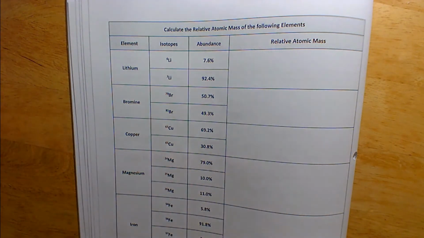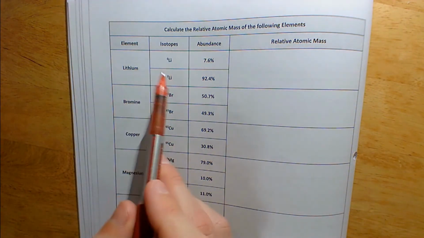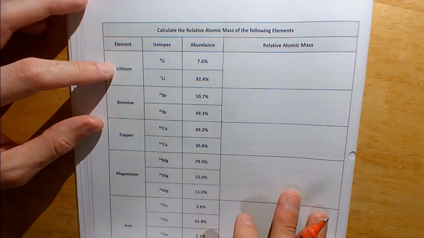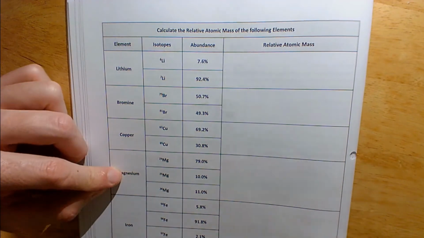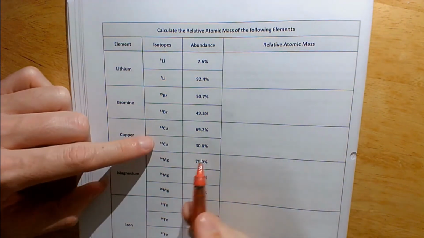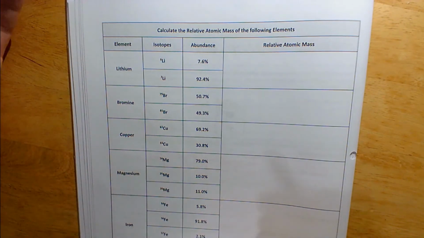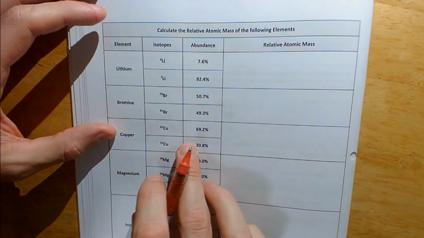So here we have some examples where we've been given an element and we need to work out its relative mass. And we've been told the isotopes that exist for that element and the abundance of those isotopes. So I'm going to go through 2 of these, and then the rest you can complete yourselves. I'm going to do the copper and the magnesium, because I just wanted to show you how it changes if you have more than 2 isotopes. So we'll start with the copper.